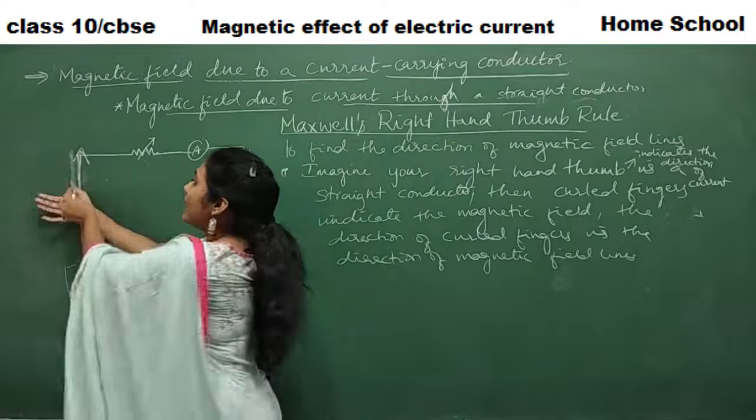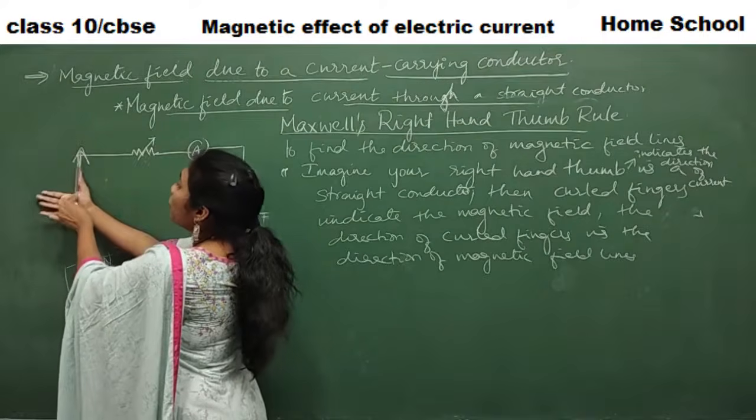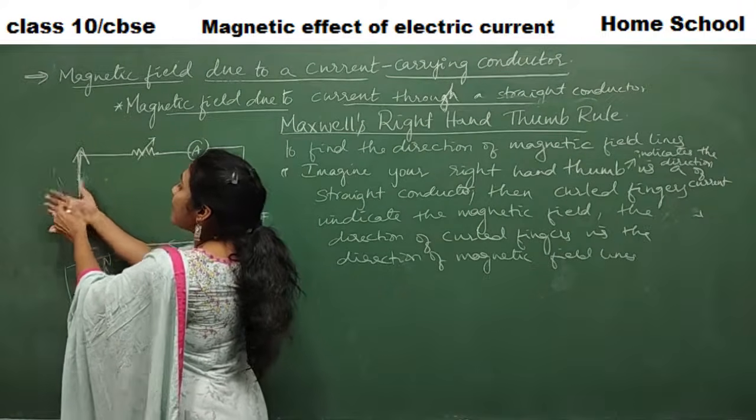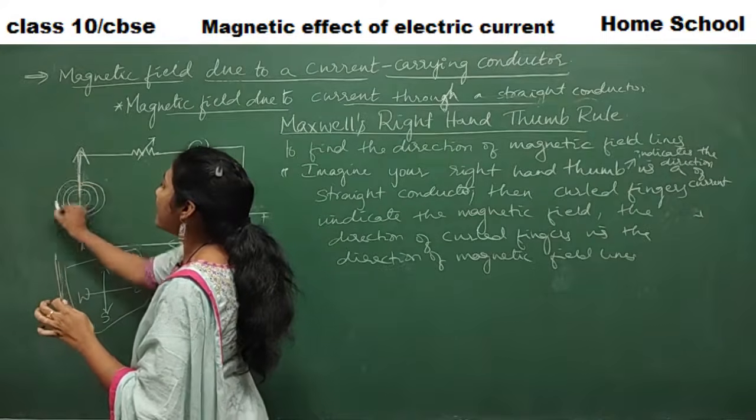This is a conducting wire. Current is moving from bottom to top, and you know, concentric circles are there. A concentric magnetic field appeared as concentric circles.